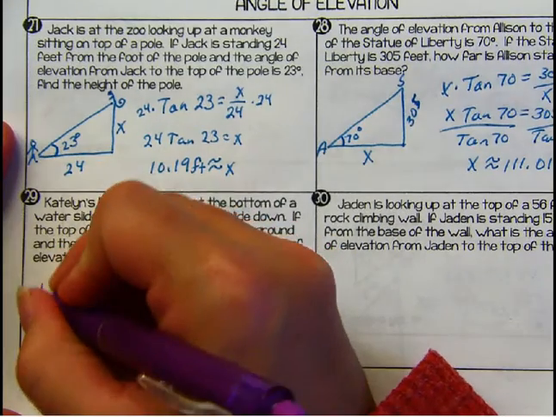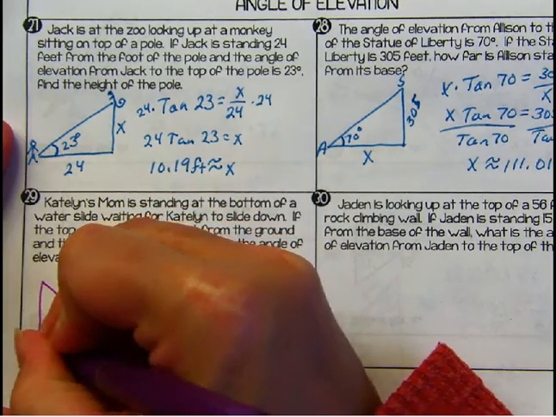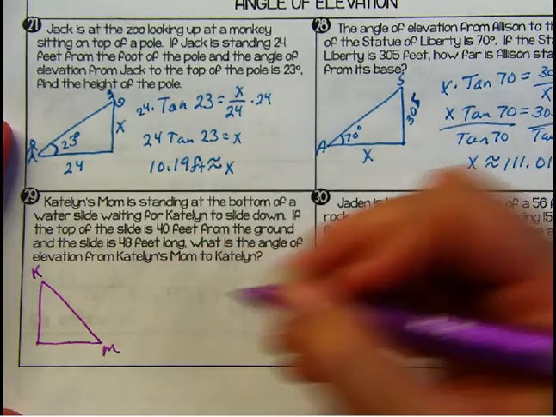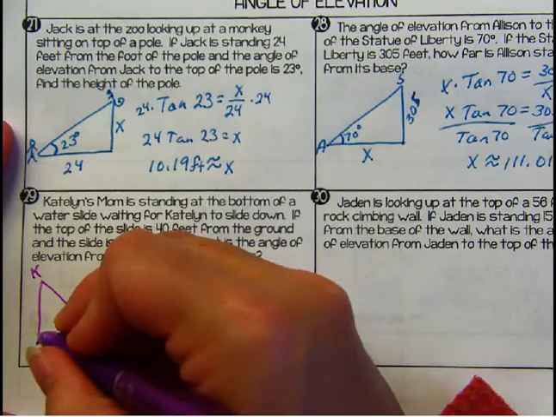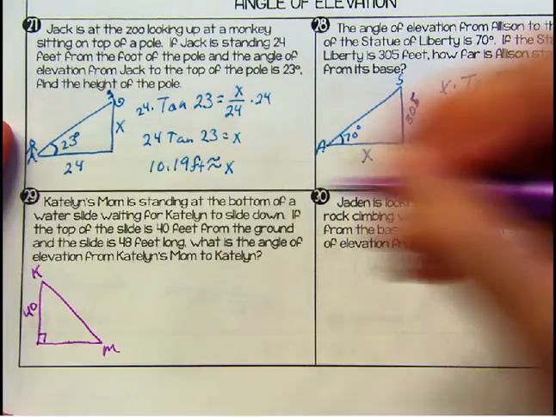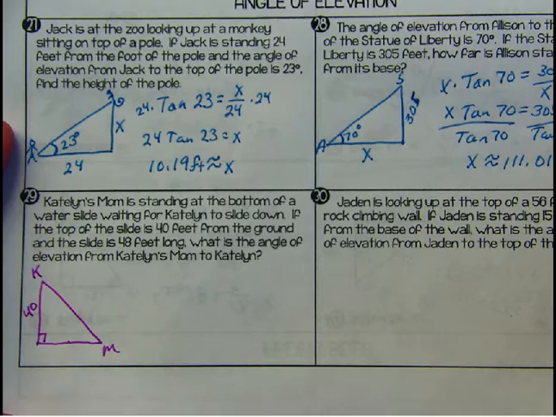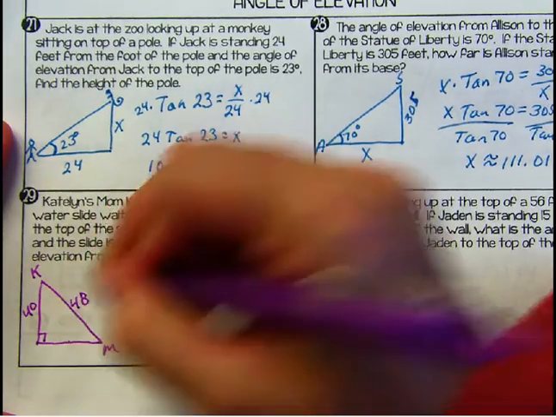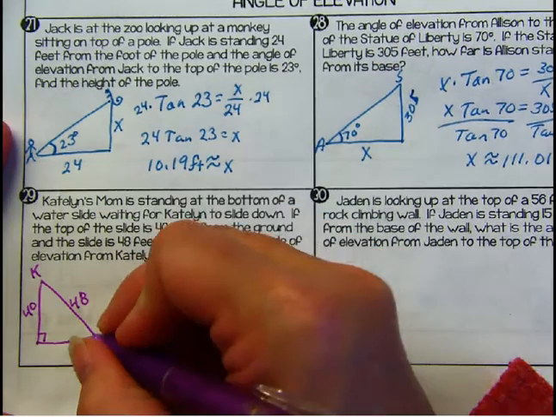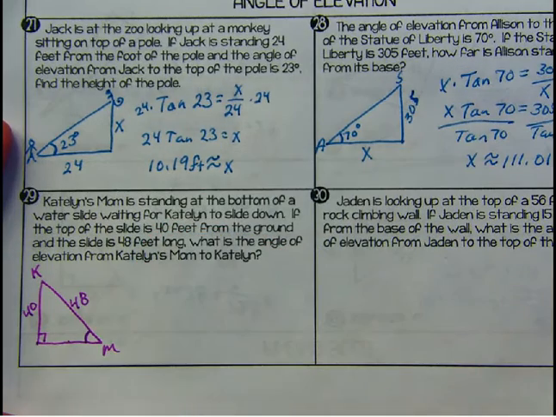So we're going to start with a picture. So we've got Caitlin is up at the top of the slide, mom is down at the bottom. We know that the slide is 40 feet tall, so we're going to put 40 on the left. And then it says that the slide itself is 48 feet long, so that's our hypotenuse. And they want to know the angle of elevation from Caitlin's mom to Caitlin. So that's this angle down here because we're looking up from mom to Caitlin. So we're going to put an X there for our angle.